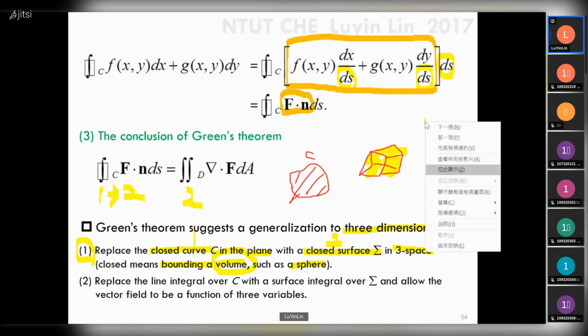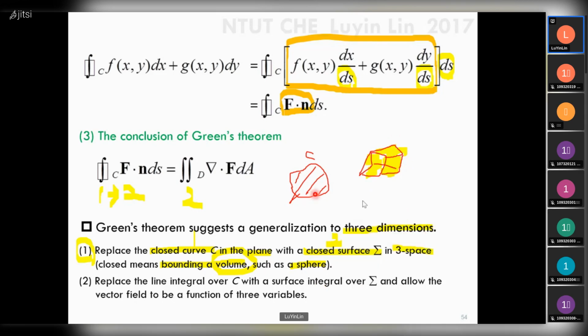Okay, so the first thing, this is the single integral. You have a closed curve C. You lift this part to a double integral, so you want to use a closed surface sigma. For the closed curve C, you will bound the area. For the closed surface sigma, you will bound the volume. Okay, this is the first thing.